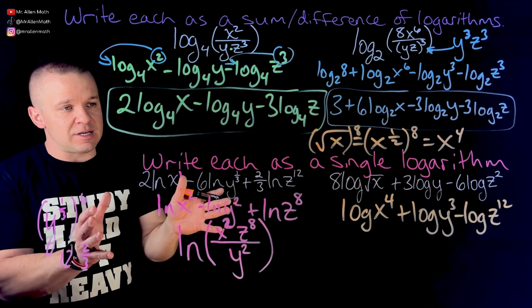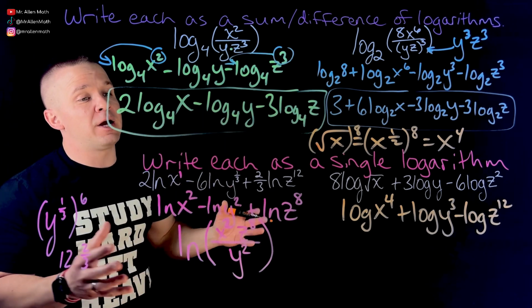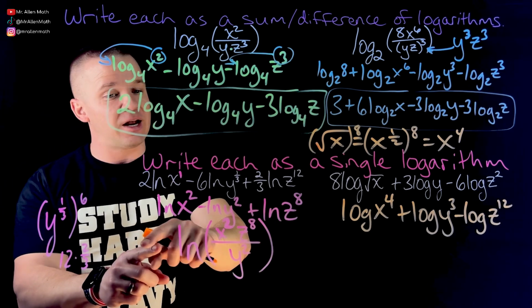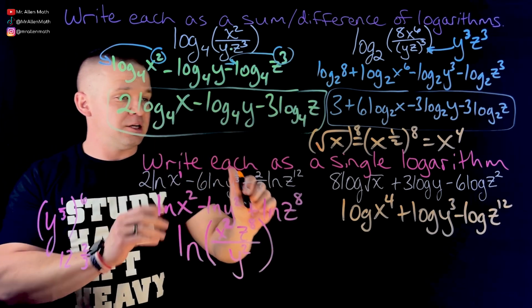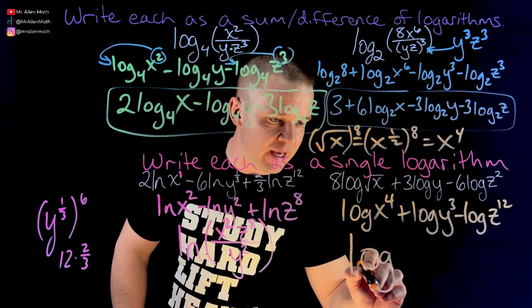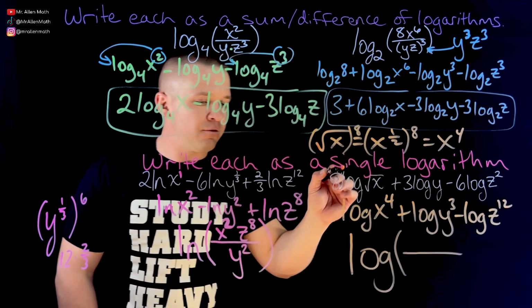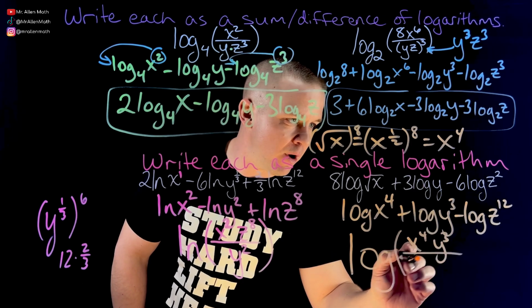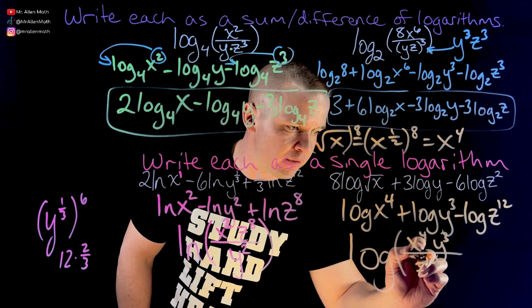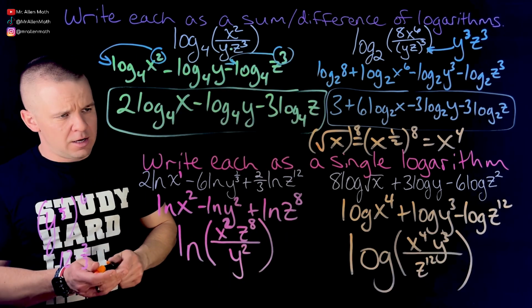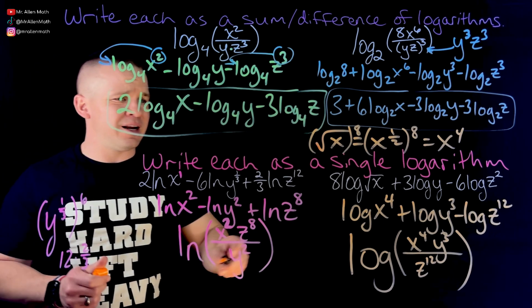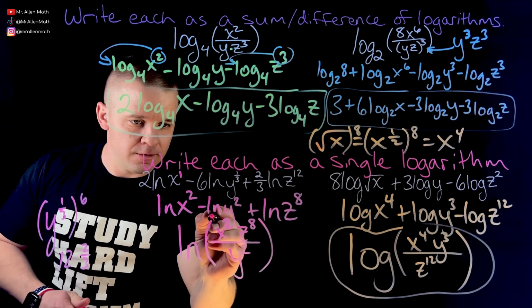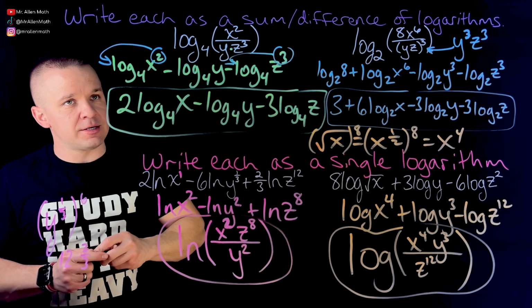Now everything's in the same log. We've got to get it all in the log first, and then we can condense it. We did that here. Now we can condense into one log, and I will need a fraction once again, because I got a negative. These first two are positive, so we have x to the 4th, y to the 3rd, and then z to the 12th in the denominator. Nice. That is my final answer. Circle, and circle. All right, there we go, guys.